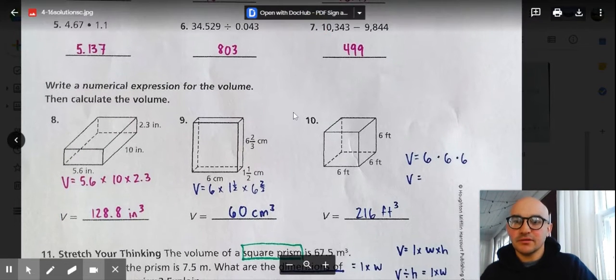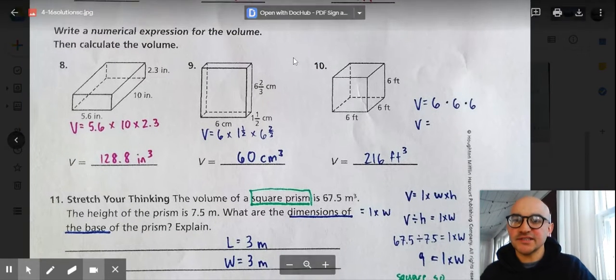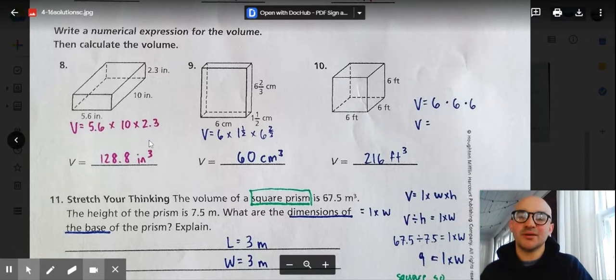Okay. Coming down for 8, 9, and 10. First step, we always want to read the directions. It says write a numerical expression for the volume and then calculate the volume. I actually wrote an equation, but that's okay. We're going to call those two things equivalent for the time being. So the volume for number 8, we're just multiplying length times width times height. 5.6 times 10 times 2.3 gives a total value of 128.8.